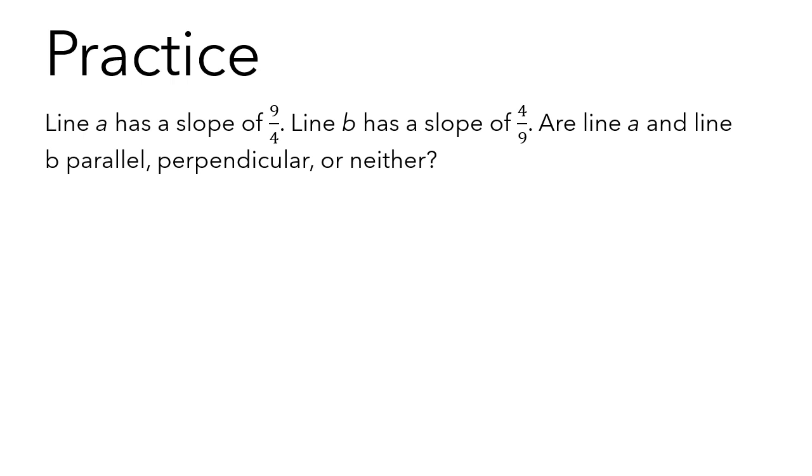Let's try this practice problem. Line A has a slope of 9 over 4, and line B has a slope of 4 over 9. Are line A and line B parallel, perpendicular, or neither?